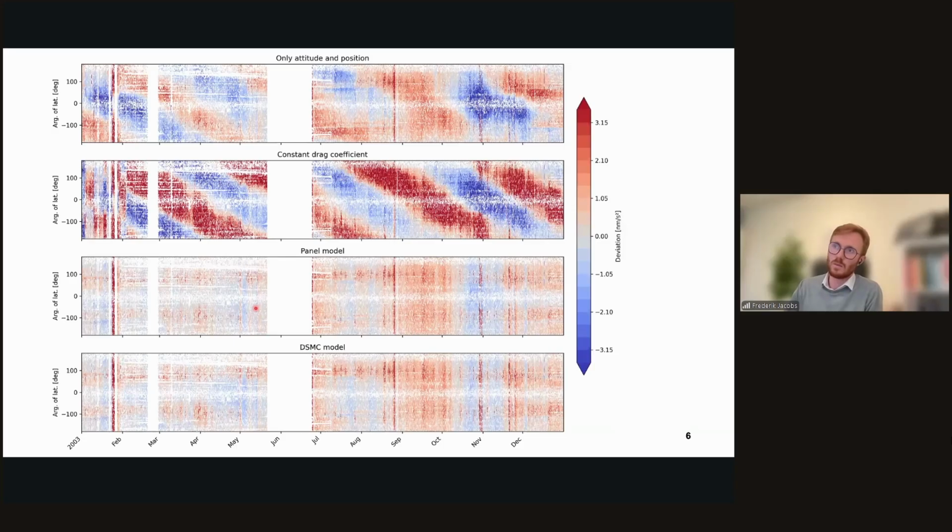People have done things like adding an artificial pitch angle, which indeed increases the accuracy again. However, we prefer to go to a panel model or a DSMC model. These two you can see are very similar. There is some variation, but the magnitude is for sure lower, and it's also quite constant over the orbit. So there is probably still some bias, which we can correct.